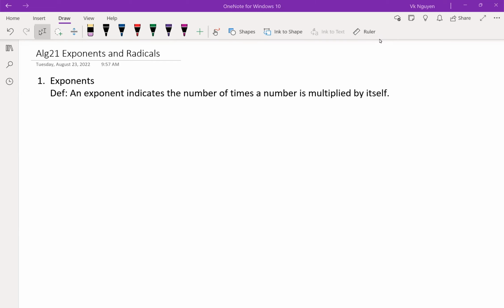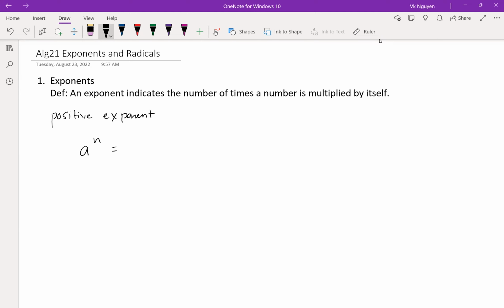Today we explore lesson 21 in algebra, exponents and radicals. Number 1, exponent. An exponent indicates the number of times a number is multiplied by itself. We have two definitions, one for positive exponent.